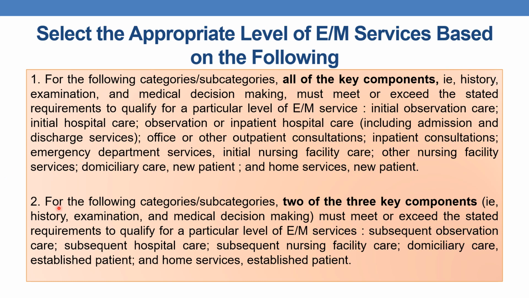Now coming to the second category. For the following categories and subcategories, two of the three key components, for example history, examination and medical decision making, must meet or exceed the stated requirement to qualify for a particular level. These are subsequent observation care, subsequent hospital care, subsequent nursing facility care, domiciliary established patient, and home service established patient.